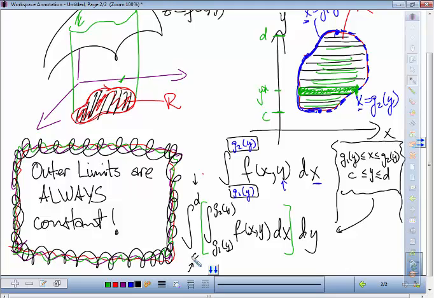Okay? Will you remember this? Hopefully. Will you make this mistake on the test? Where's the negative 1 come from? Your final grade. Wow. Okay, outer limits are always constant.